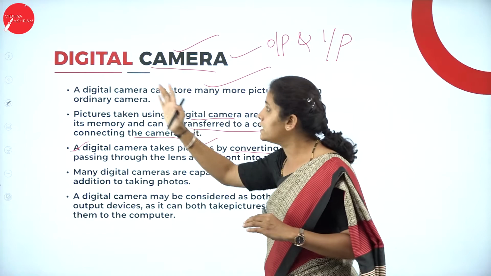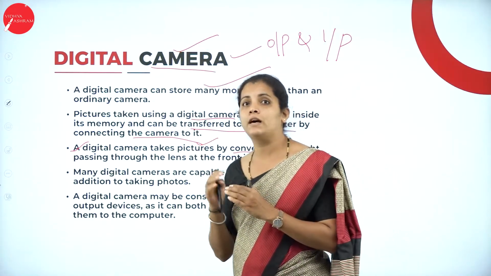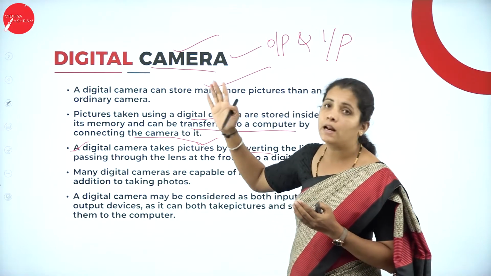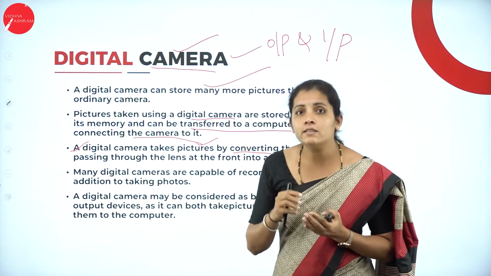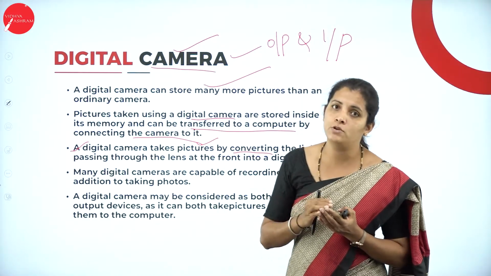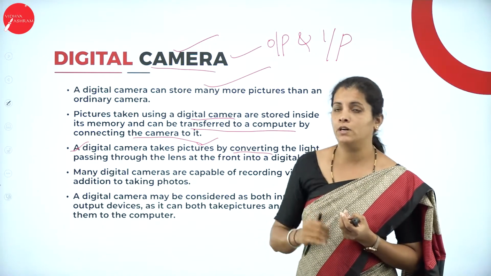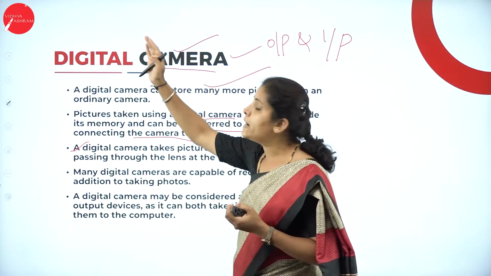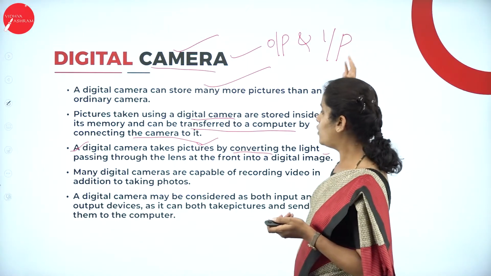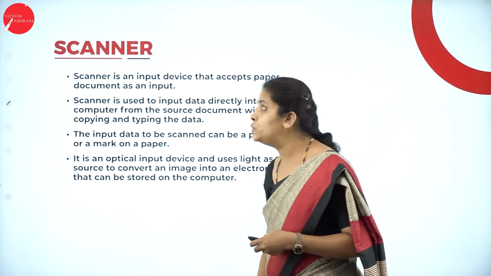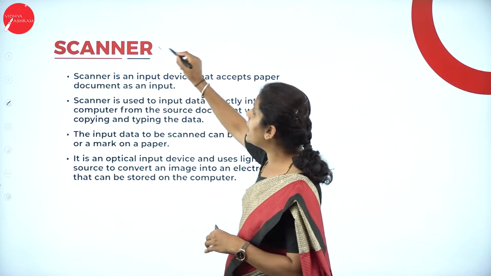So this digital camera is also called an input and output device because it is capable of capturing the image and at the same time it is also responsible for feeding the data to the computer. So that's why a digital camera is called an input and output device. Moving on to the next input device, that is the scanner.